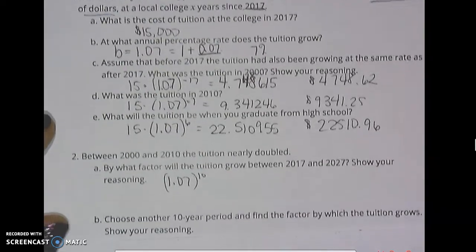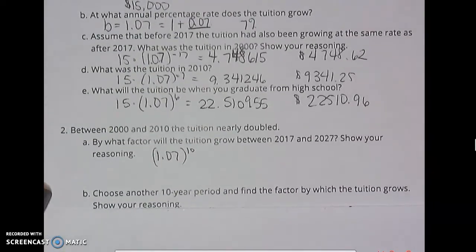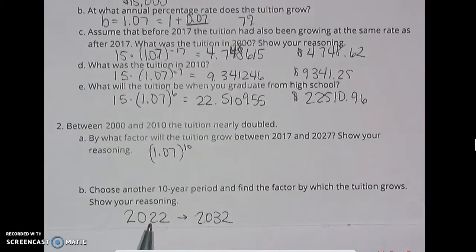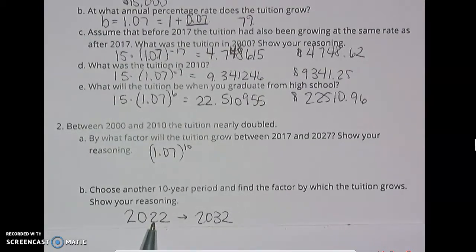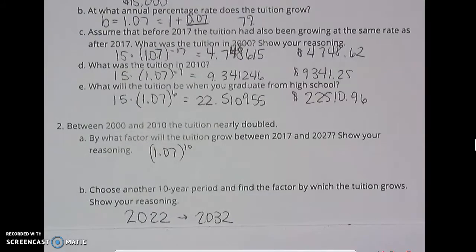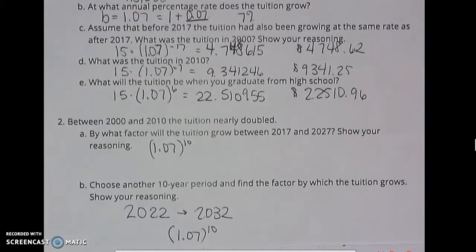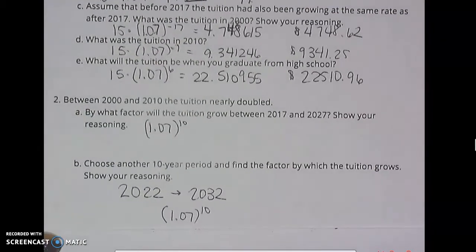Choose another 10-year period and find the factor by which the tuition grows there. So if we're going from 2022 to 2032, we're going to take that answer from 2022, multiply it by another 1.07, and do that every single year until we get to 2032. So it would be 1.07 to the 10th power.